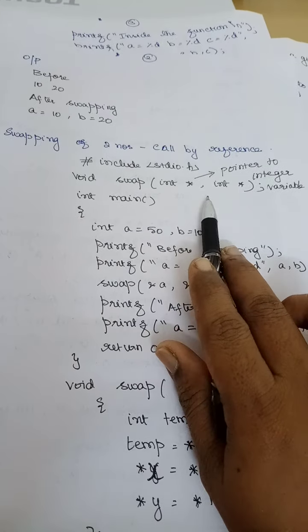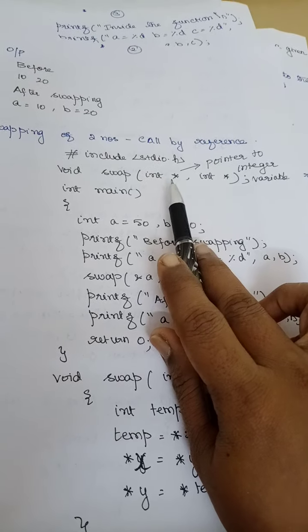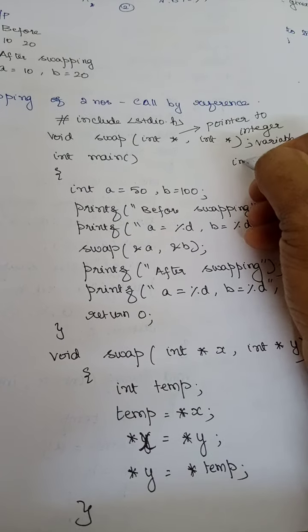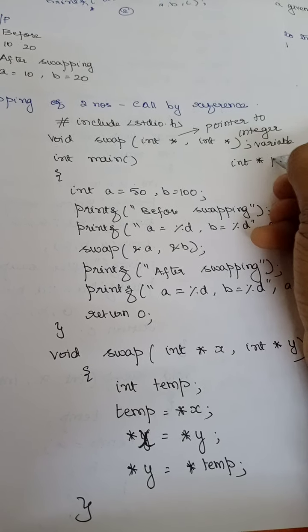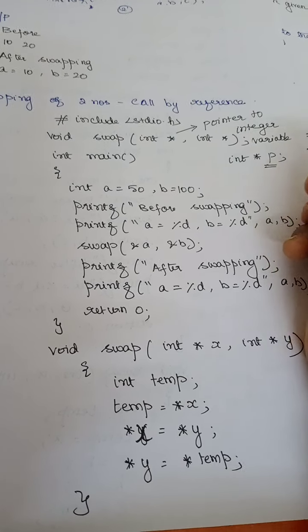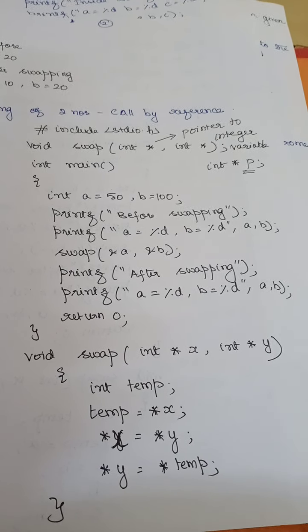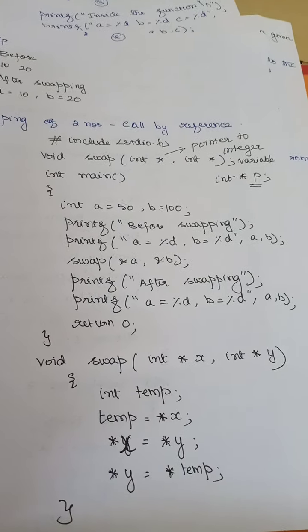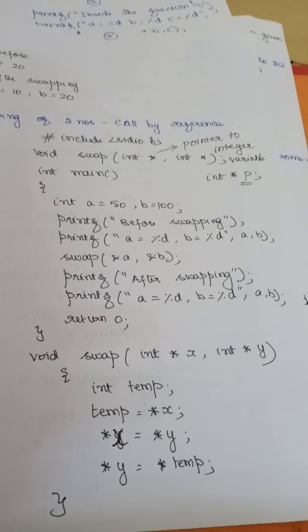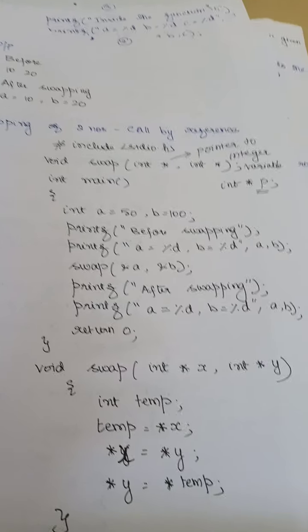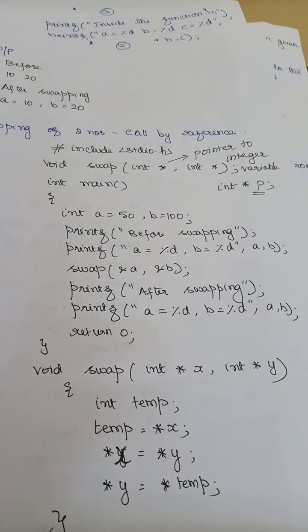So int star comma int star. So what is the meaning here? I told you already, in the declaration you have to declare it like this: int star p. Then you will call p the pointer variable, right? So here I am going to have two pointer variables that are going to accept the addresses of two variables, and those two variables are going to be of type integer, right?